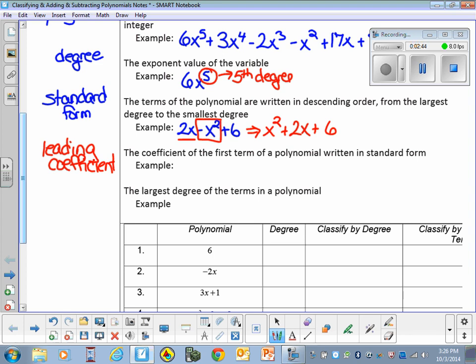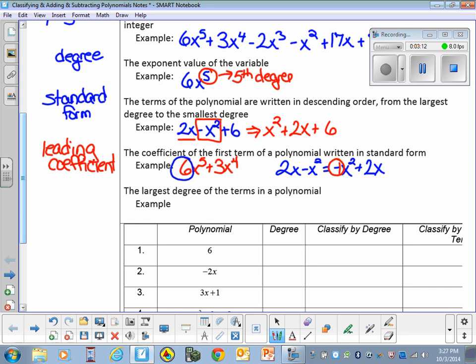Okay, so if I start off with the 6x to the 5th plus 3x to the 4th, my leading coefficient is the 6. If I start off with 2x minus x squared, first I have to write that in standard form, and then I look at the coefficient, -1, in front of the x squared.